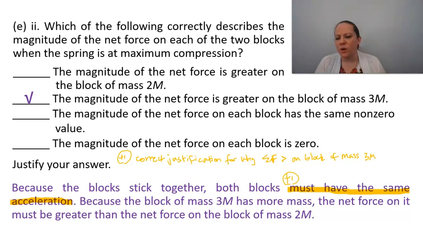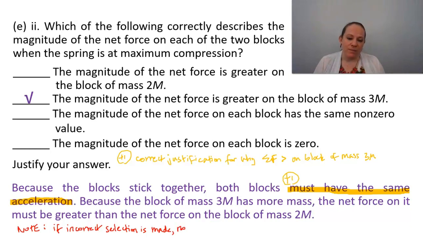And then there's also a note in the scoring guidelines that if an incorrect selection is made, no points are earned for the justification.